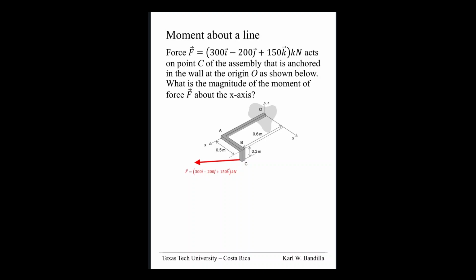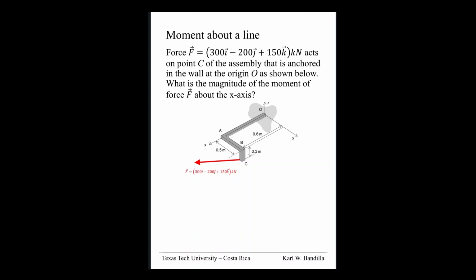Here's another problem of a moment of a force about a line. So we have this bracket here. It acts at point C. We're given the Cartesian vector of that force. It is anchored at a point at the origin. And the question now is, what is the magnitude of the moment of the force about the x-axis? You can see our x-axis right here.